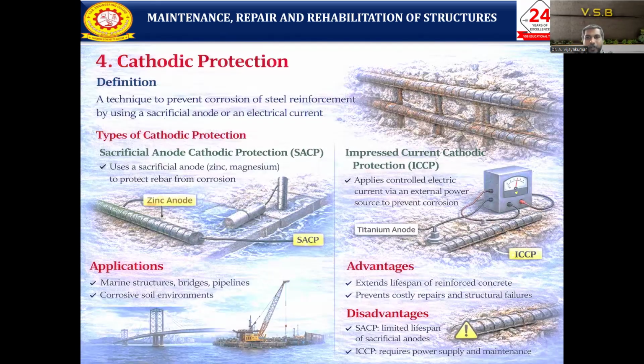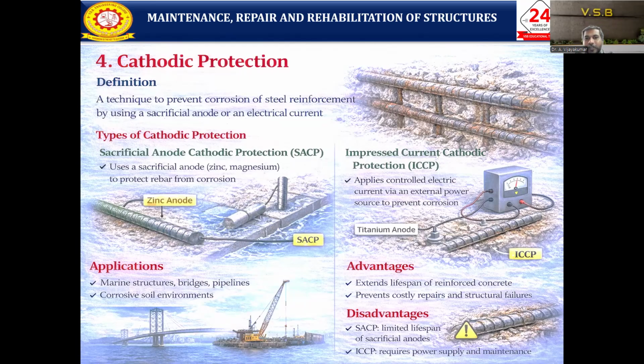The final one is cathodic protection. Here we use an anode with electric power. This technique prevents corrosion of steel reinforcement using a sacrificial anode or electrical current. Based on the electrical current passing through, we can reduce reinforcement corrosion. In sacrificial anode cathodic protection, we use zinc as well as magnesium anodes to protect the rebar from corrosion.